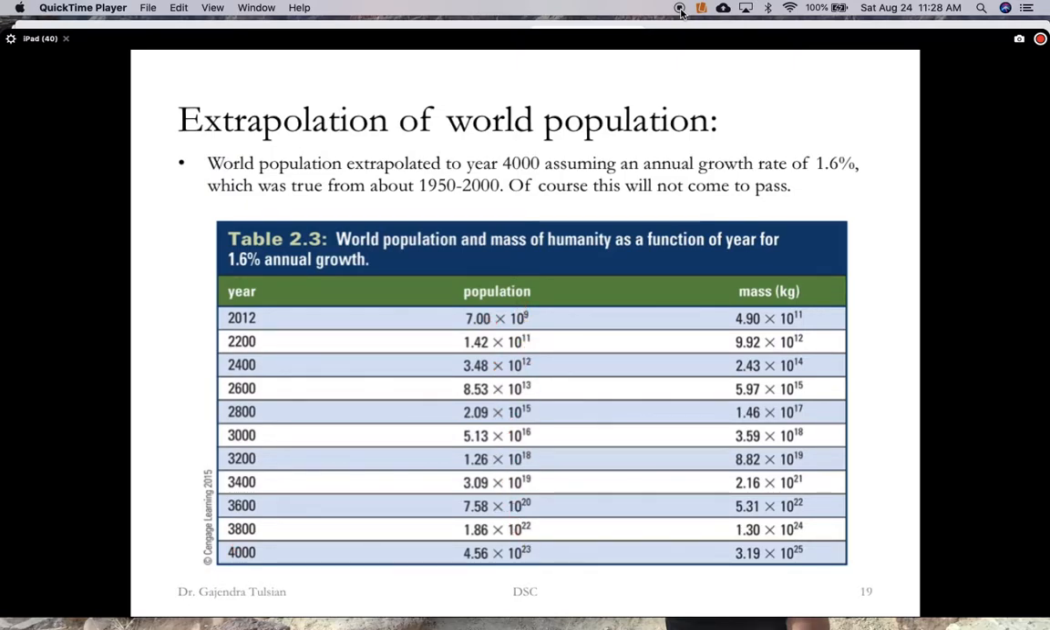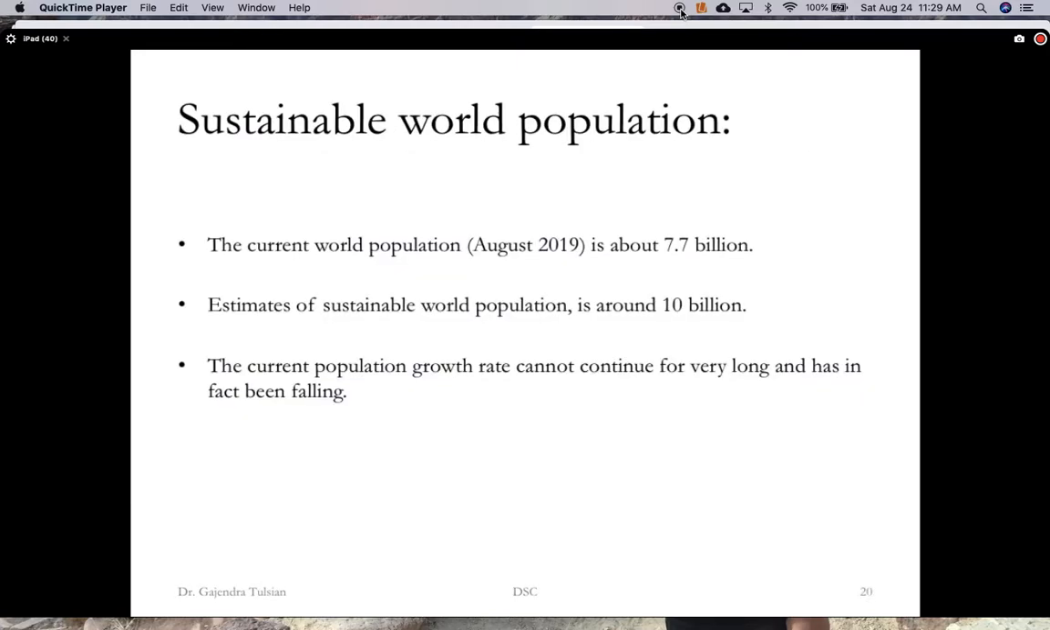And if it kept growing at that rate, in 2,000 years, it would be 45 trillion trillion. No, half a trillion trillion. That's what that number is. And so again, this will never happen. Okay. So the current world population is 7.7 billion.